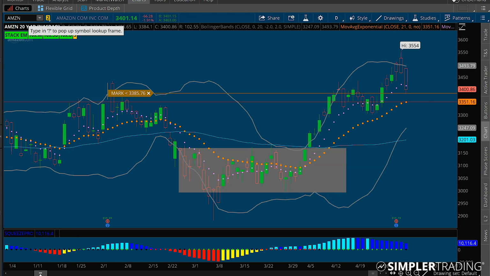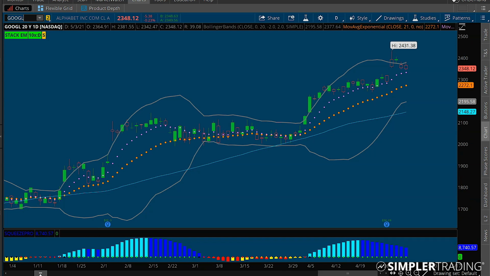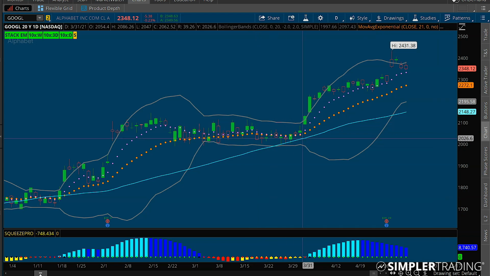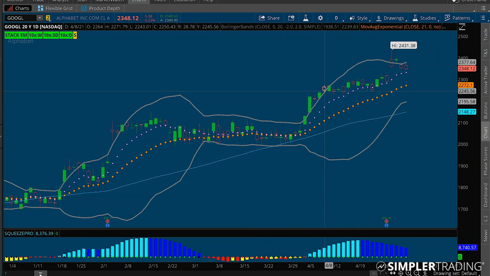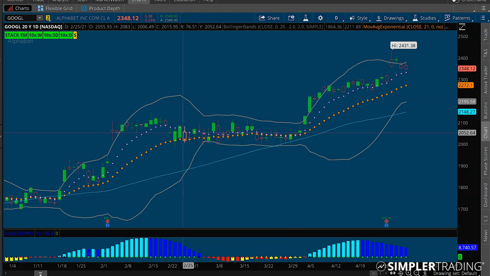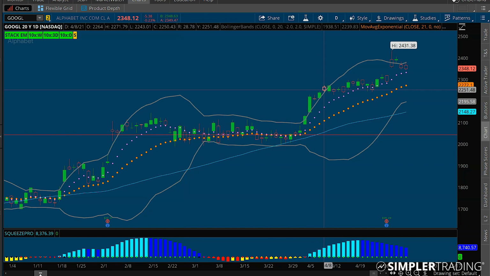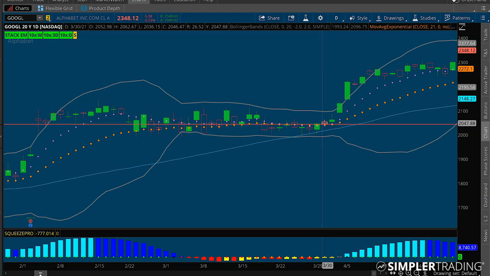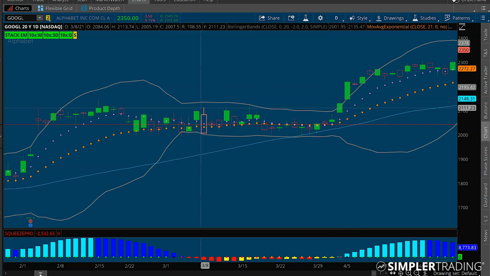All right. So with Google here, the question is, if I'm going to wait until the daily squeeze fires, I might have missed the easy money move. So how can we get in there a little bit sooner so we can take advantage of that? With the mindset that the 21 EMA is the buy zone. That's your launching pad.